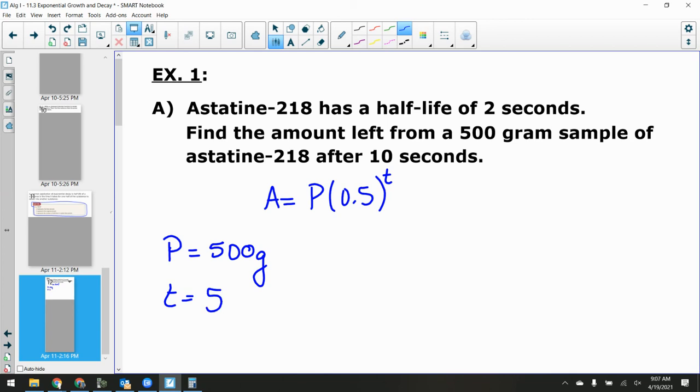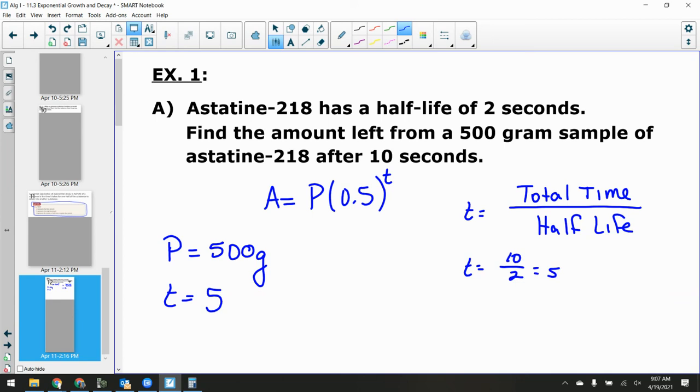How do I come up with that? What's the formula to do that if you'd like one? You take the amount of total time over the half-life. Okay, you take total time over half-life. And that's how many cycles you get. That's the t-value. So that's why, in this case, my t-value is going to be 10 over 2, which is 5. That's why my t-value is 5.